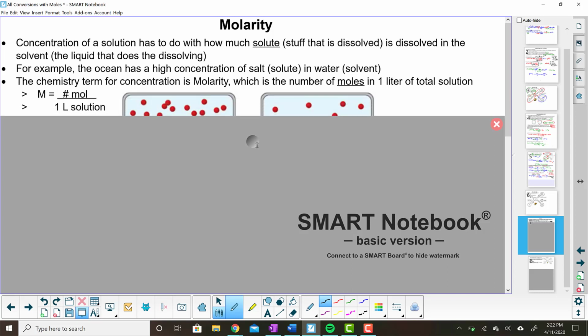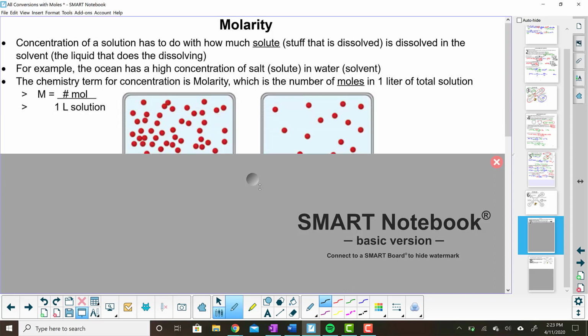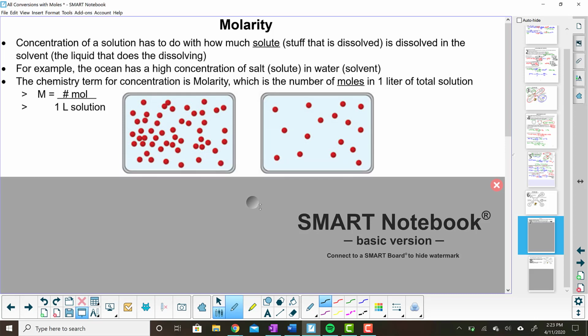On the left over here, we've got big M, which is the symbol for molarity. Then we have the number of moles on top, and on the bottom, we have 1 liter of solution. So for units, it would just be moles over liters, and then you would have some number that goes right here.